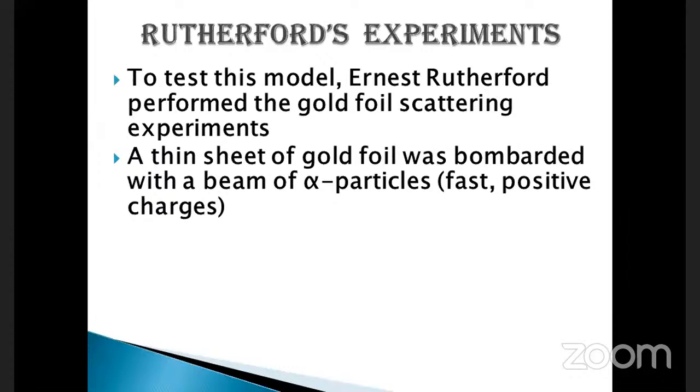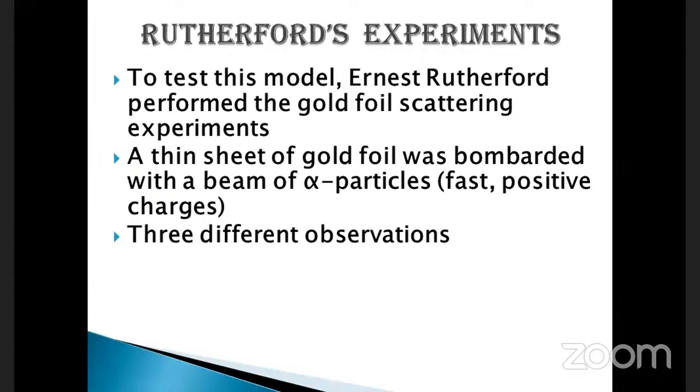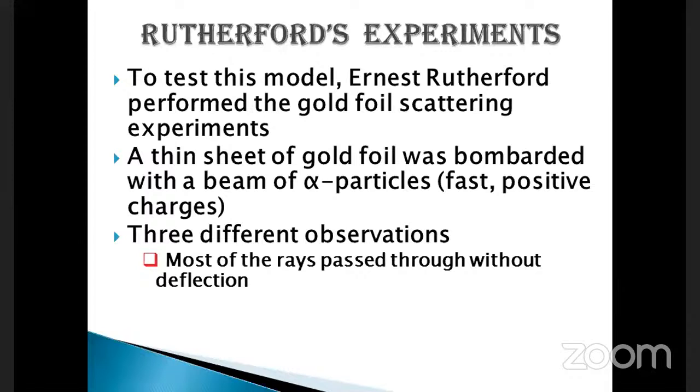Alpha particles are fast moving positive charges. And he made 3 different observations, a summary of his observations. The most important ones were that most... Remember, what he's trying to find out is what is inside the atom. So when you add a gold foil, that's an atom of gold. So a gold foil is made of several gold atoms. Remember, any element can be broken down into atoms, and atoms will now go to the subatomic particles.